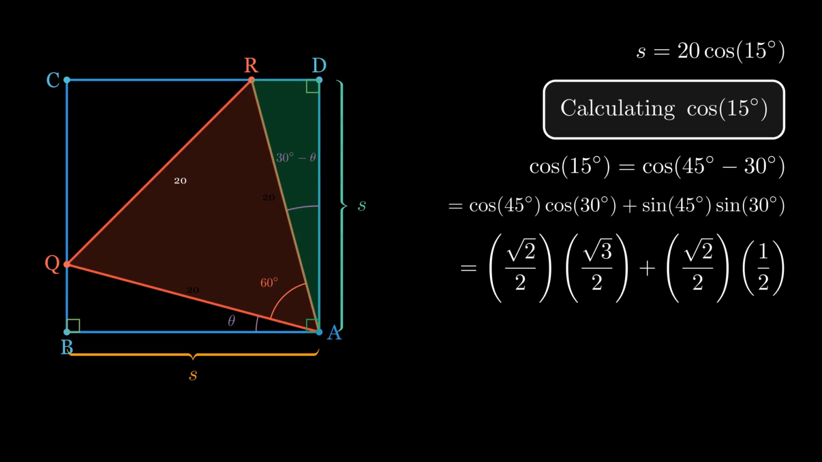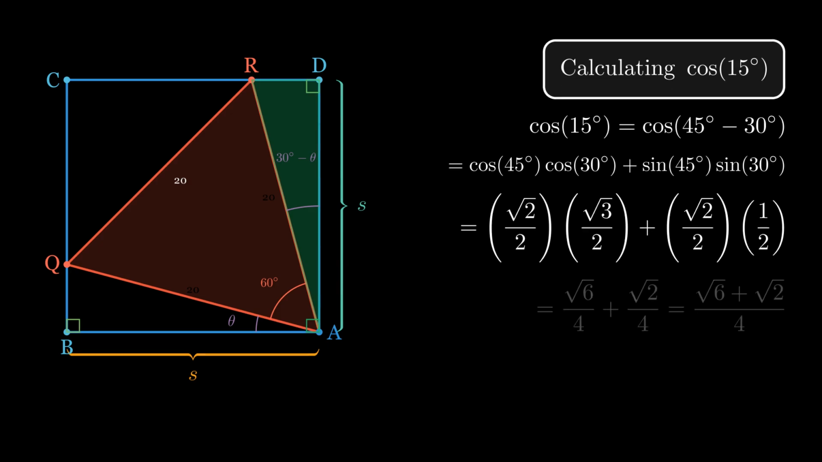We know the exact values for these standard angles. Substituting them in gives us the square root of 2 over 2 times the square root of 3 over 2, plus the square root of 2 over 2 times 1/2. Multiplying and then combining the terms gives us a single beautiful fraction, the square root of 6 plus the square root of 2, all divided by 4.